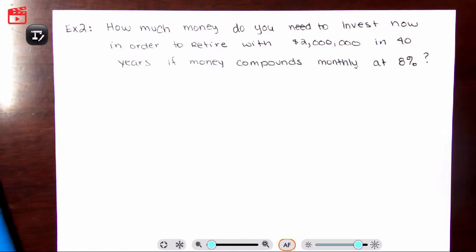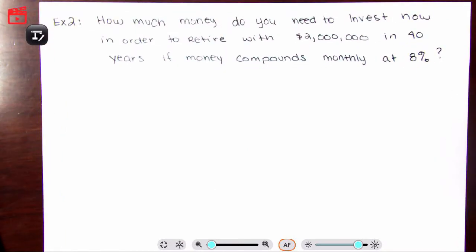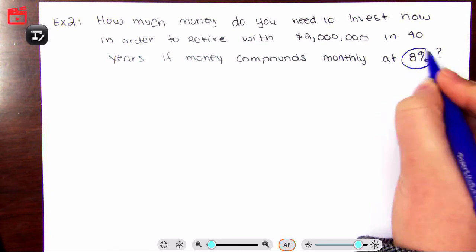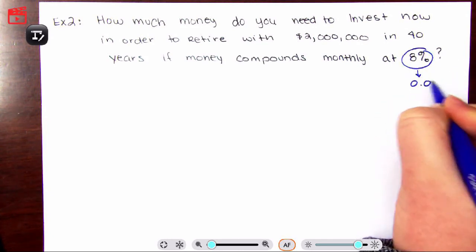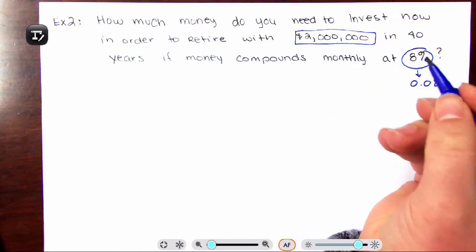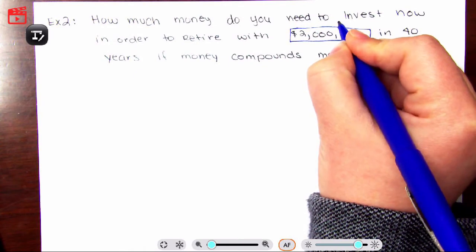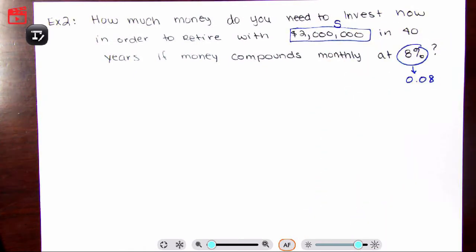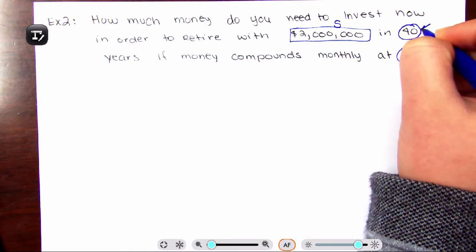For another example, it says, how much money do you need to invest now in order to retire with $2 million in 40 years if the money compounds monthly at 8%? Now, in this case, I guess in a way you are investing money with an 8% rate. So immediately I see 8%, I'm going to convert that to a decimal. This is our initial value. Just kidding. This is not our initial value. This is our ending money. This is what we want. So this is our S. 40 years is our time.